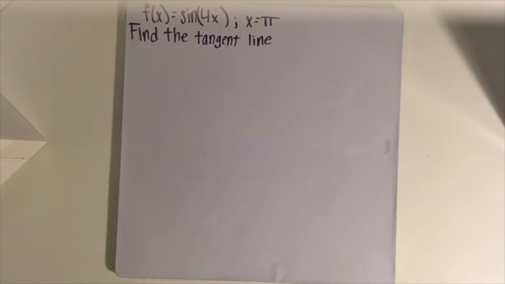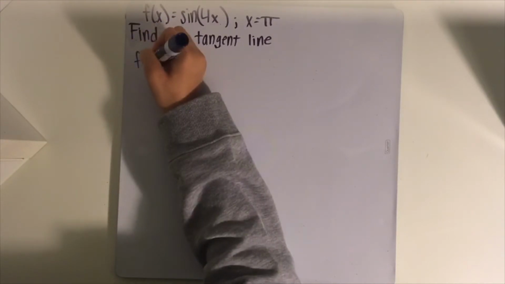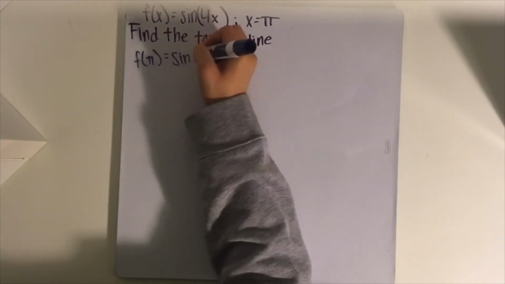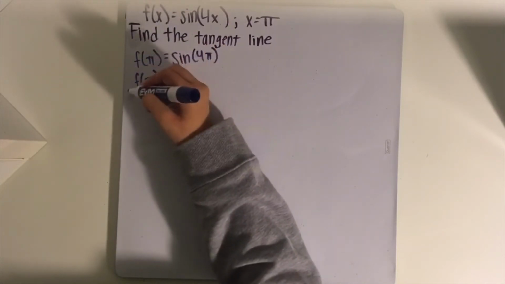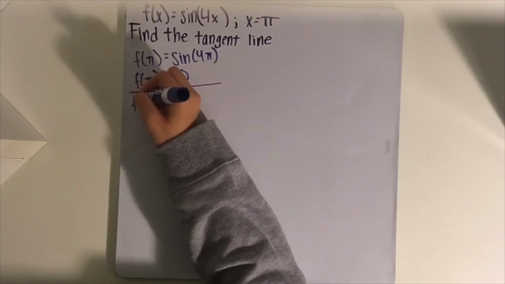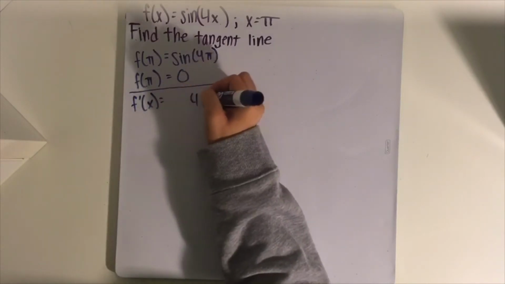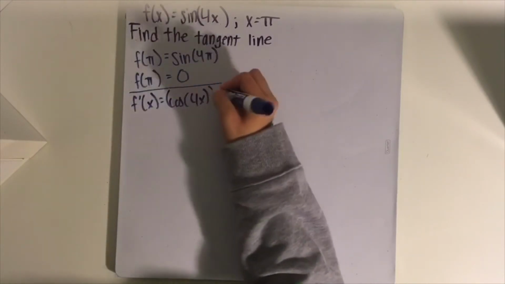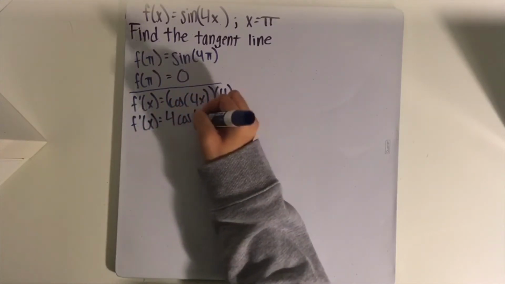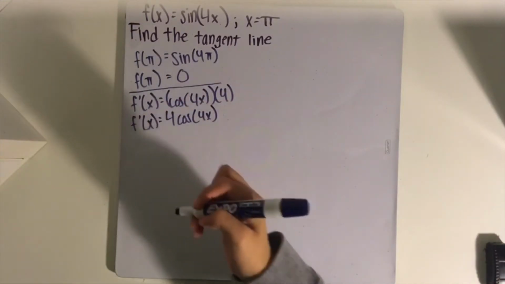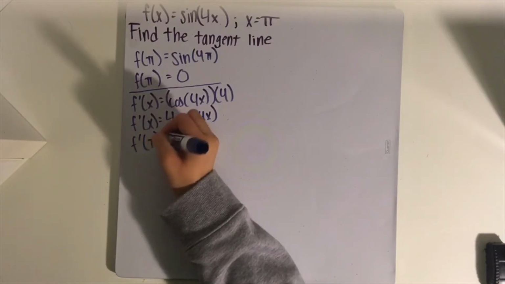Find f of x for x equal to pi in order to use this value in the equation for the tangent line. Then, find the derivative of the function using IOI, or inside, outside, inside. Remember that the derivative of sine is equal to cosine. Plug in pi for x into the derivative in order to get the slope for the tangent line.